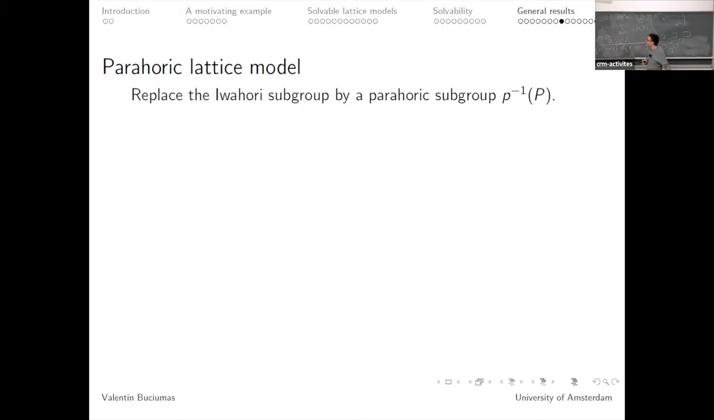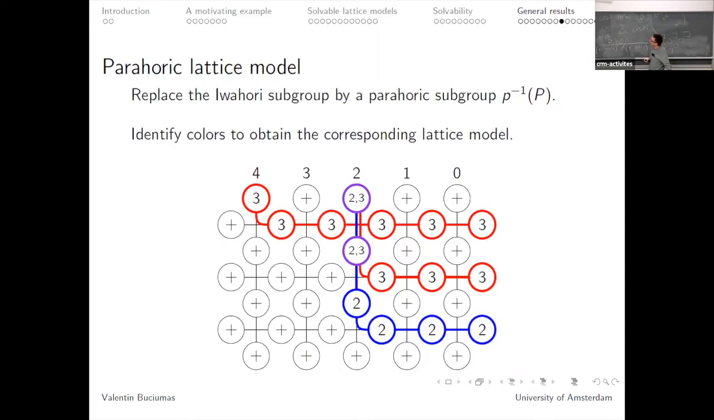corresponding to a Levi. And then, like the lattice model from before, I can modify it to suit this setting. So what do I do? Essentially, I have to equate colors. So for example, this is a state in the lattice model for the parahoric Whittaker function, where the parahoric subgroup corresponds to the Levi GL_2 inside GL_2 cross GL_1 inside GL_3.